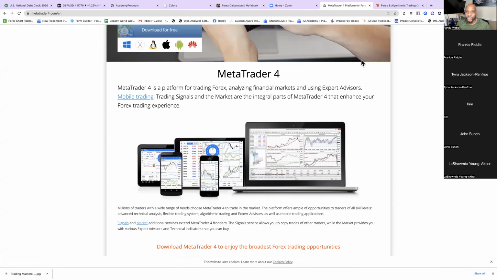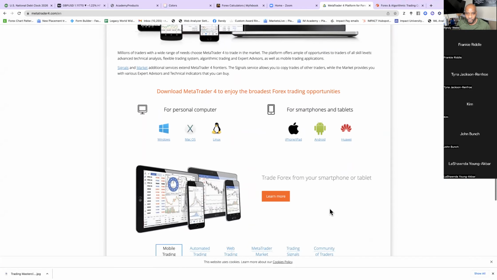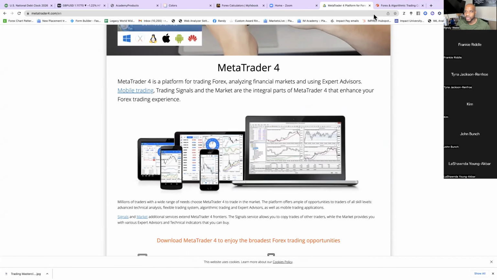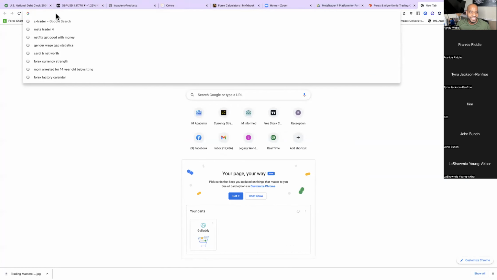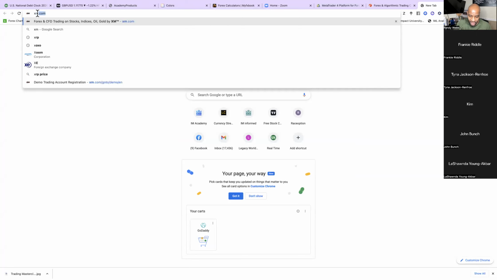But first things first, go ahead and download MetaTrader 4. Okay. From this site here, or you can go to xm.com. Now I'm not recommending any type of brokers. Okay. So this is not me recommending any type of brokers here. I use xm.com because it's very easy to download the MetaTrader 4 platform from them.